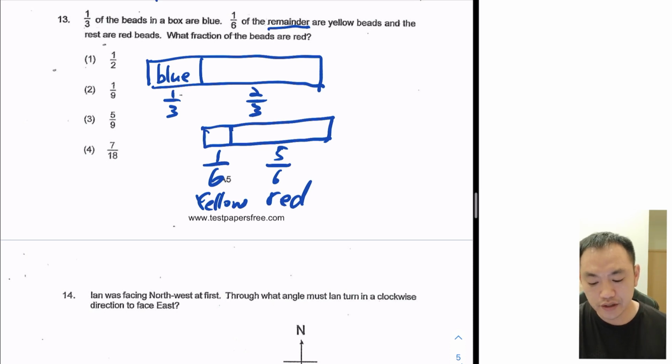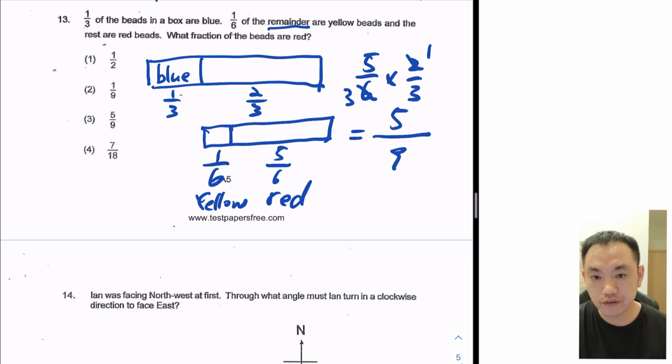So she is asking, what's the total fraction? The fraction of the red is 5/6 of the 2/3. So you just multiply them together, and it will give you the answer of the fraction. You can simplify this here. Then you multiply the bottom, which is 9, and you multiply the top, which is 5.